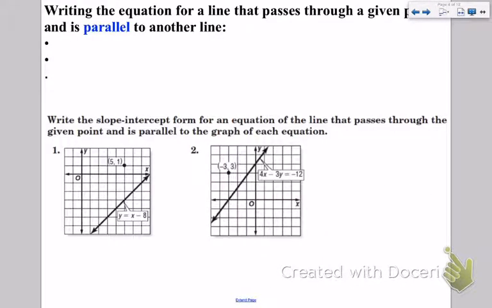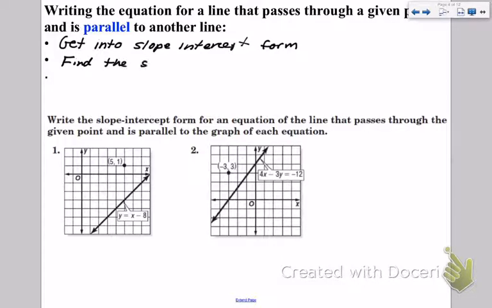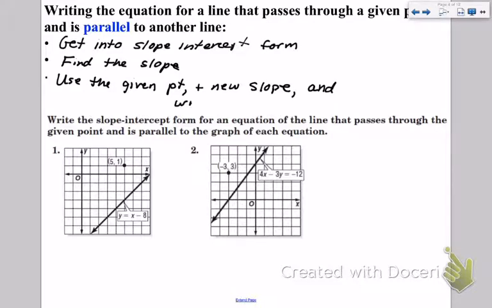Alright, the next couple things we're going to be asked to do is writing the equation for a line given a graph or given a line and another point. So the first step we need to do is get it into slope-intercept form. The next thing we need to do is find the slope. Next is use the given point plus new slope and write equation in point slope form.